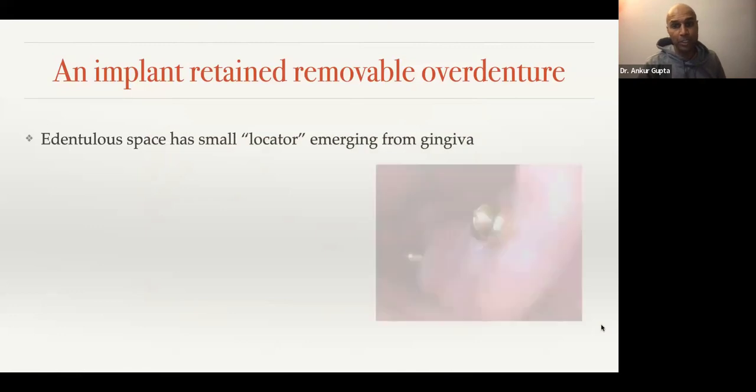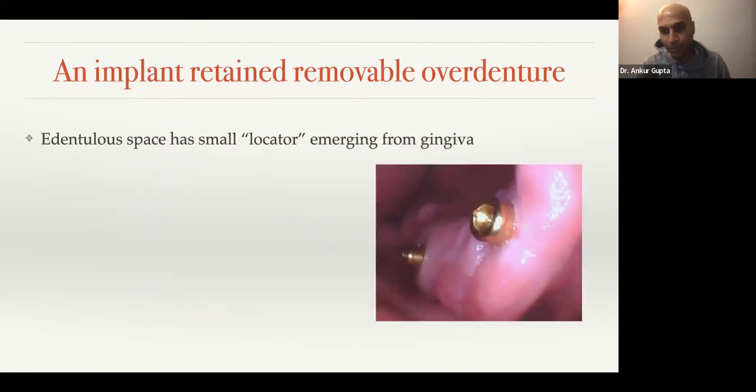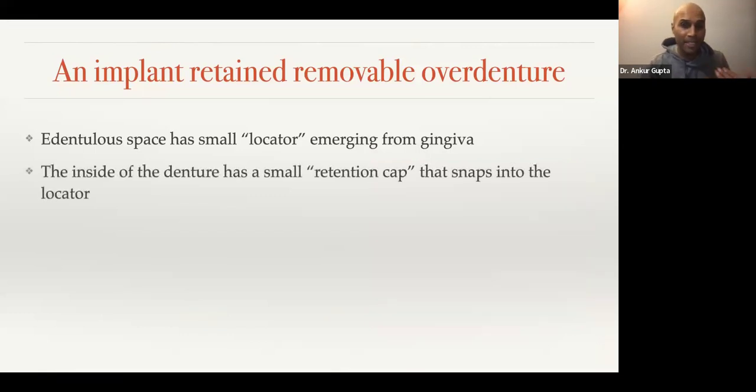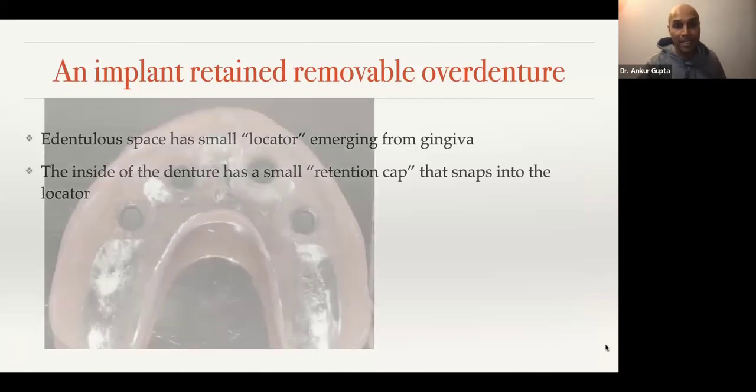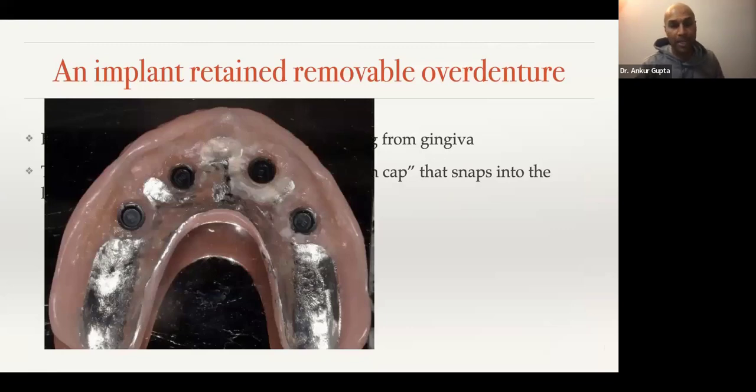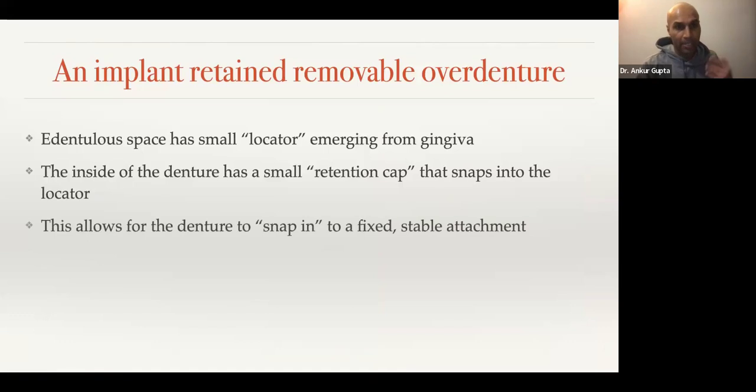In this picture over here, this is just another view, but it's the same exact thing. Edentulous arch with locators emerging from the tissue, and those locators are semi-permanent. And then the inside of the denture has something called a retention cap, and that retention cap snaps into the locator that's coming out of the edentulous space. Okay, so hopefully you follow me. There's edentulous space with locators sticking out of the gums, and then there's these retention caps that actually allow the denture to snap into that locator. And that allows the denture to snap into a fixed, stable attachment.